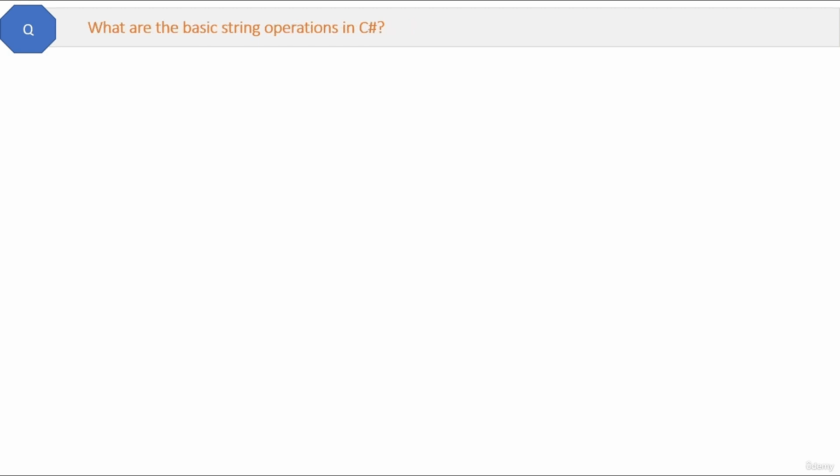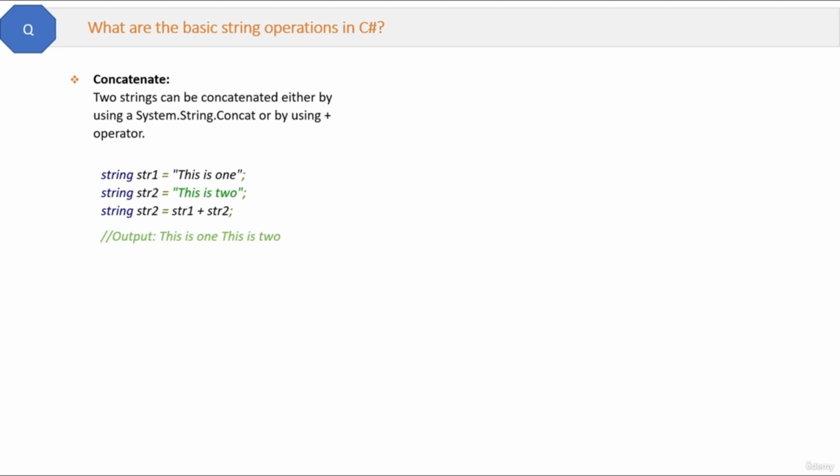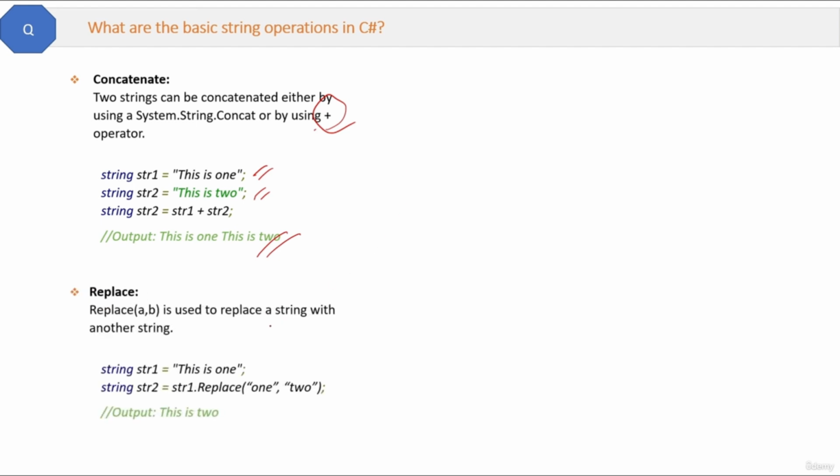What are the basic string operations in C#? Let's go through them quickly. First is concatenate. Two strings can be concatenated either by using the concat method or the plus operator. See, here is the code and the output. Second is the replace function. It is used to replace a string with another string. See, the replace method will replace 1 with 2 in the string, and then this is the final output.